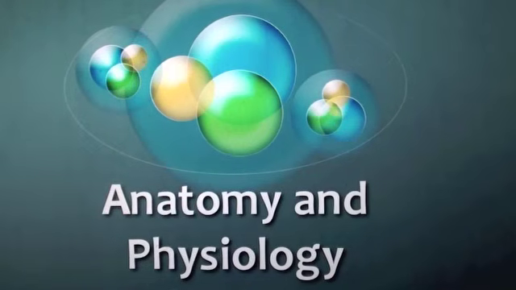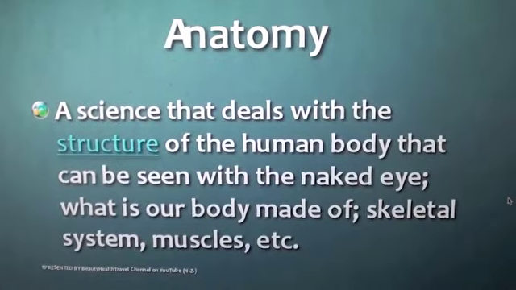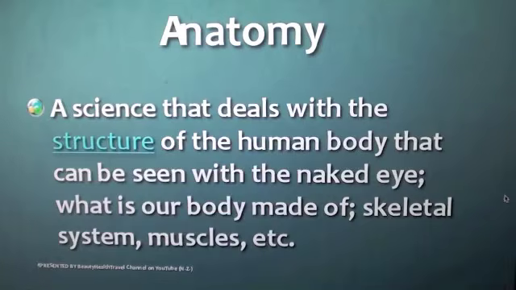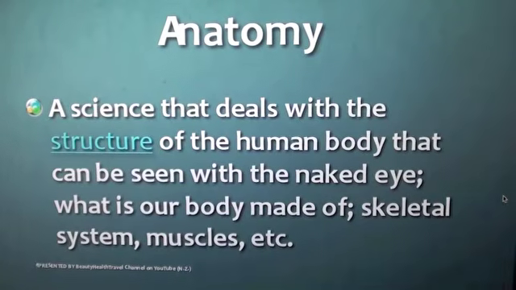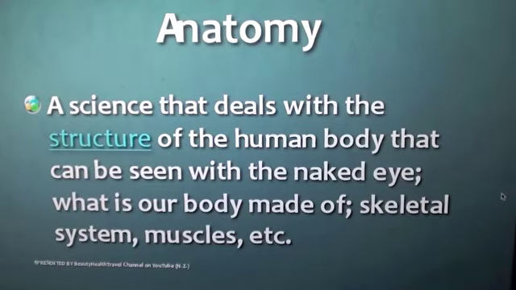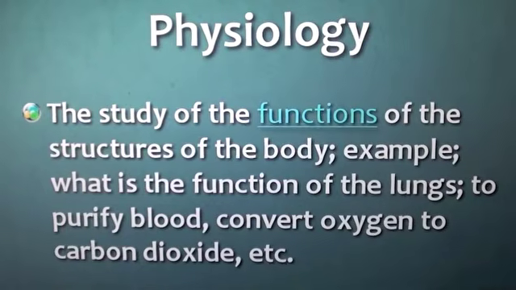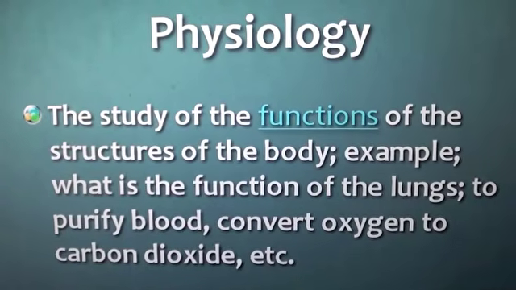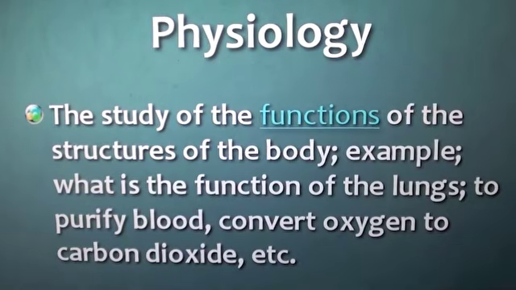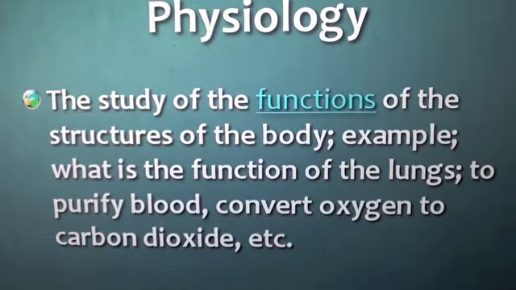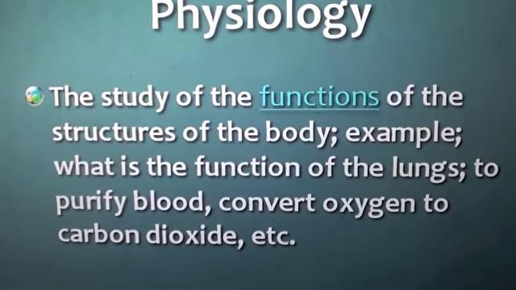Anatomy and physiology. Anatomy is a science that deals with the structure of the human body that can be seen with the naked eye. What is your body made of? Skeletal system, muscles, and the like. Physiology is the study of the functions of the structures of the body. For example, what is the function of the lungs? To purify blood, to convert oxygen to carbon dioxide.